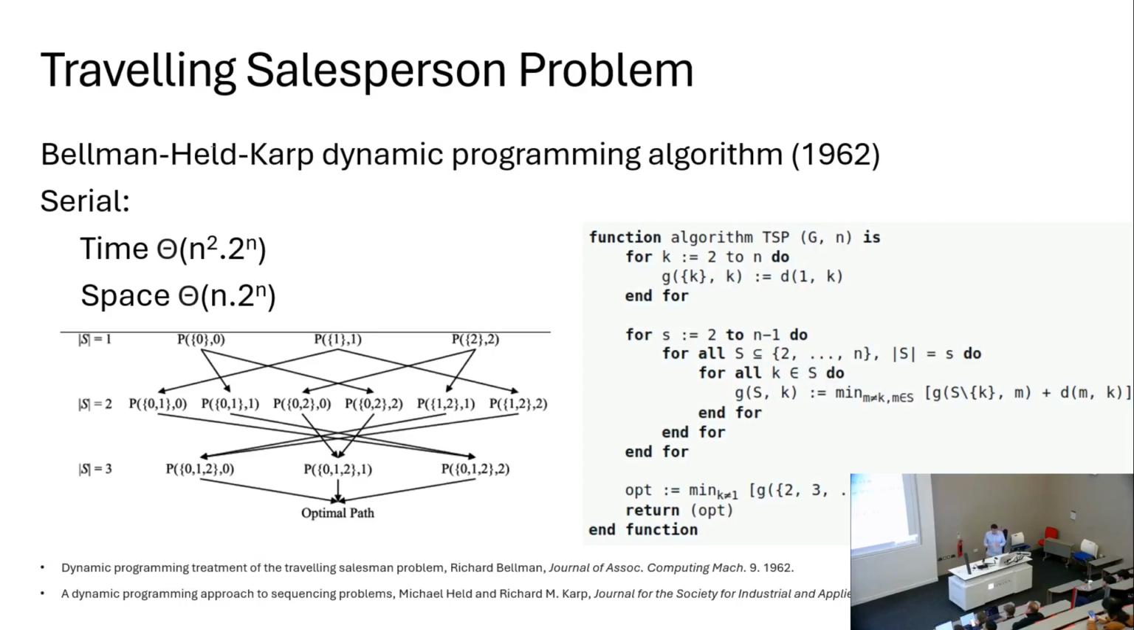Or how about the traveling salesperson problem? Yeah, it's the classic NP-hard problem. The optimal algorithm for the traveling salesperson problem. Do we all know this problem?